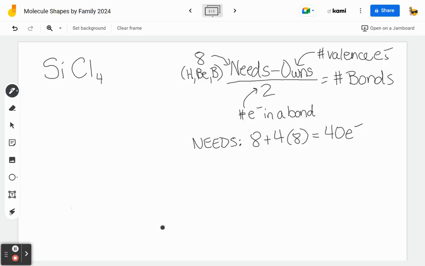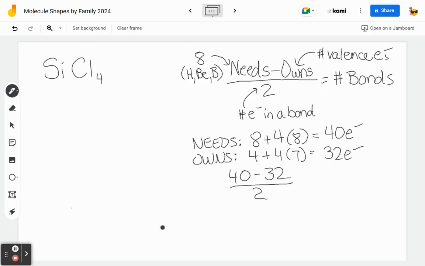What do we own? Silicon owns 4, and each chlorine owns 7. So that's 32 electrons is what we own. So needs minus owns over 2 will give me 4 bonds. Need to break out your calculator, knock your socks off.